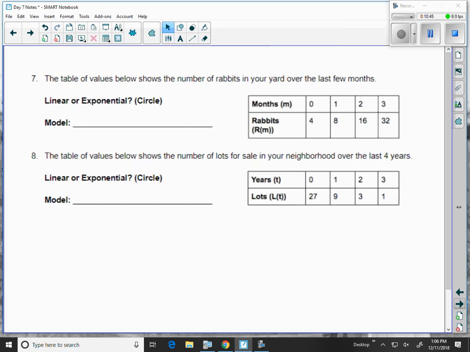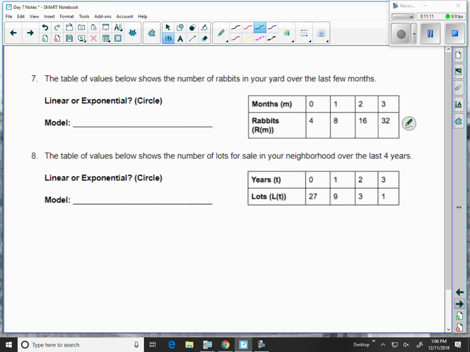All right, number 7. The table of values below shows the number of rabbits in your yard over the last few months. How do I get from 4 to 8? Plus 4. How do I get from 8 to 16? Plus 8. That's not adding the same amount. So do you think it's linear? No, because we can't add the same amount.